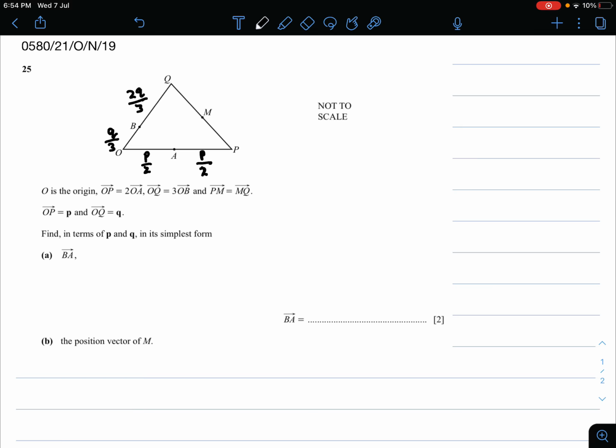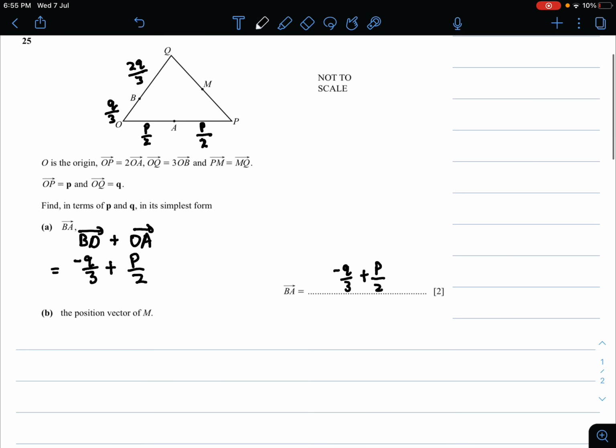Now they are telling us to find the vector BA. So how we can simply do that is we can go from B to O plus O to A. Now B to O will be the opposite direction of the direction vector. So you take negative Q by 3 plus P by 2 because O to A is in the same direction of the direction vector. So this will be your final answer for part A, which is minus Q by 3 plus P by 2.